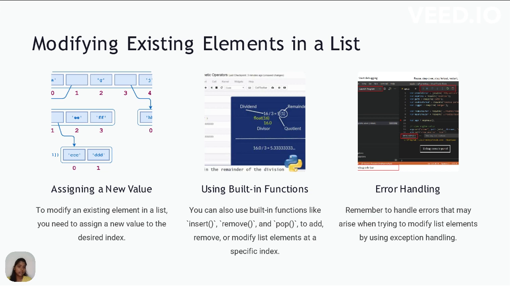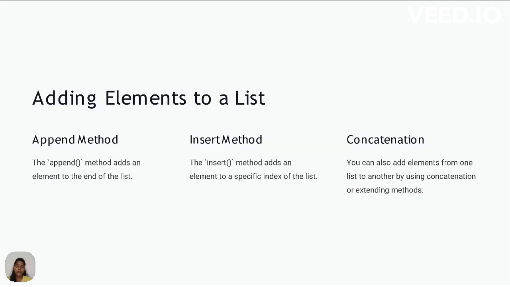And the last one is error handling. Remember to handle errors that may arise when trying to modify list elements by using exception handling. These are the ways of modifying existing elements in a list. Then adding elements to a list. Those are the append method, insert method, and concatenation.